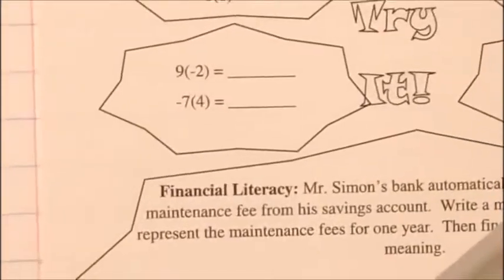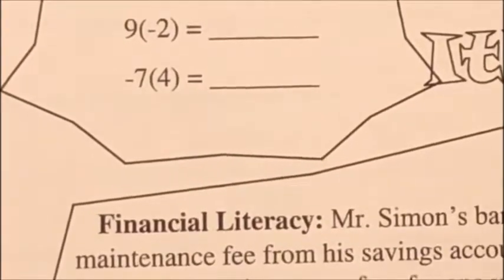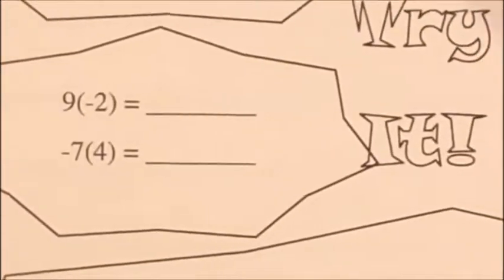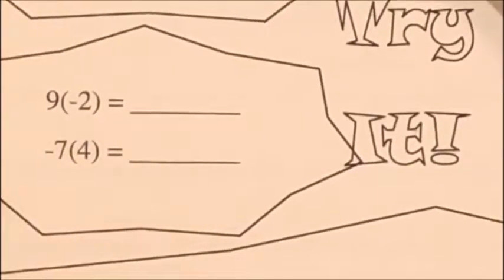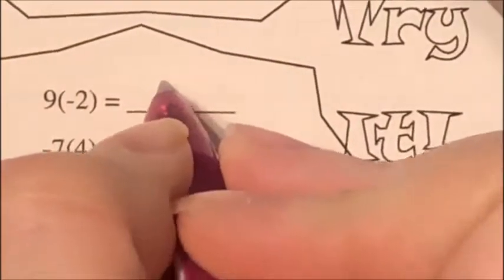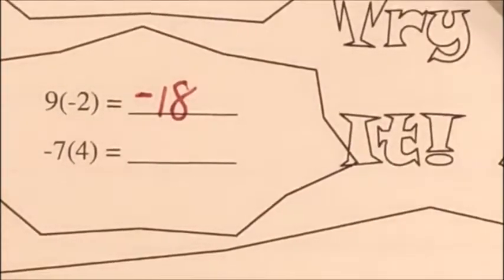All right, so now that you've tried the try it problem by yourself, let's go over the answers together. The first one I have here is 9 times negative 2. So one is positive, one is negative, so there are different signs. So I'm going to multiply them together. 9 times 2 gives me 18. Because they're different signs, my answer is going to be negative.